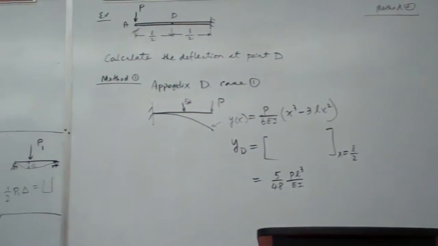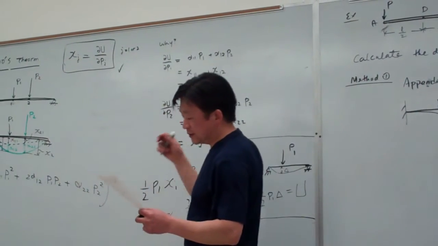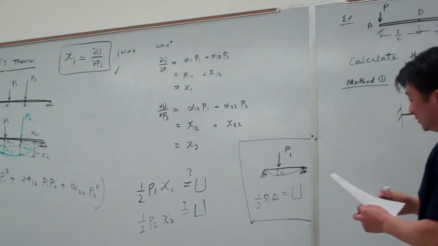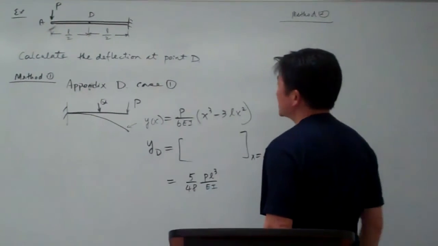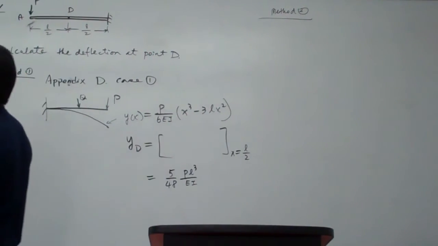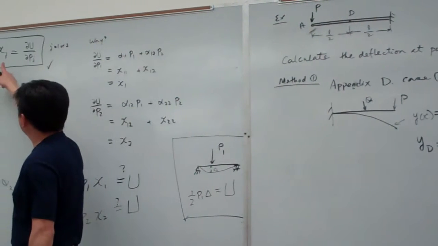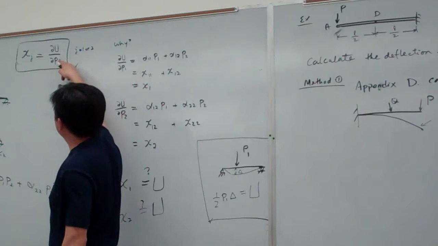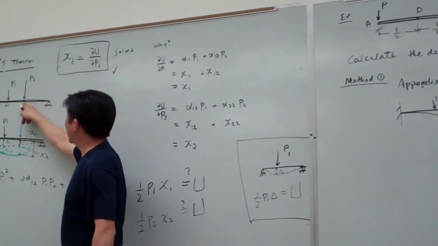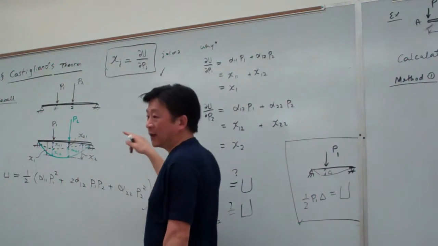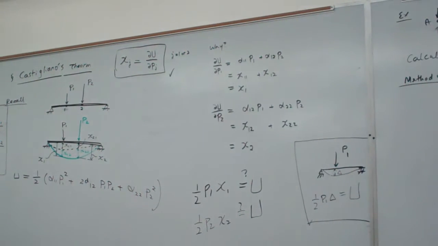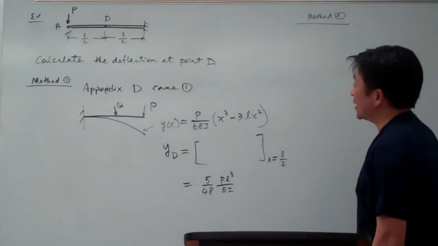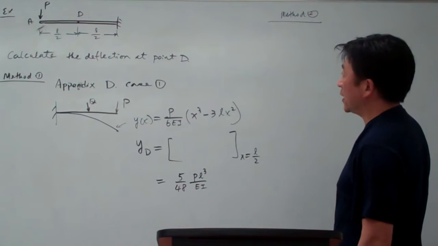The method I'm going to exercise is this one. It says we can calculate the deflection by taking the partial derivative of U, the strain energy, with respect to the loading applied at that location. And so from here we see that this is the skill, that will be the tip to help you.